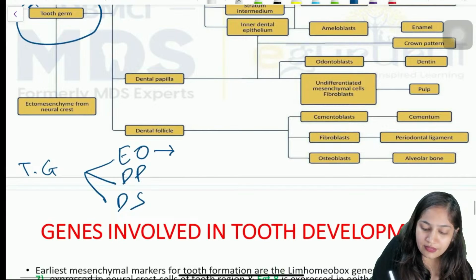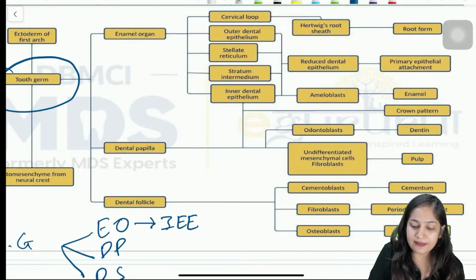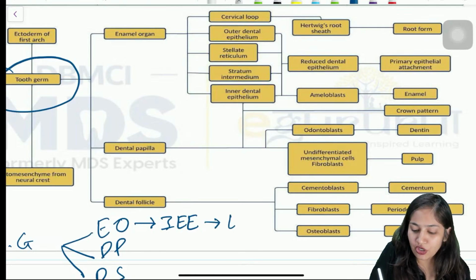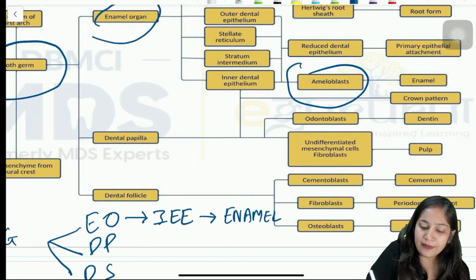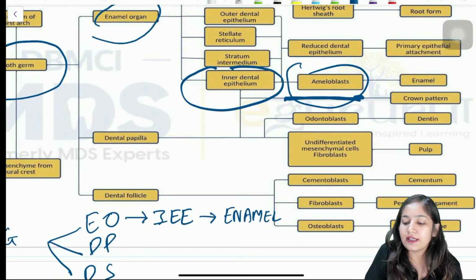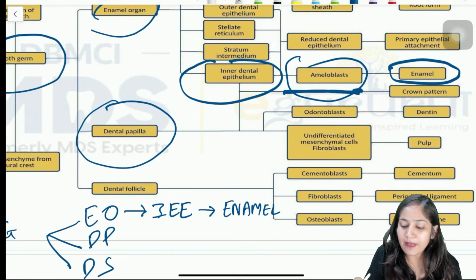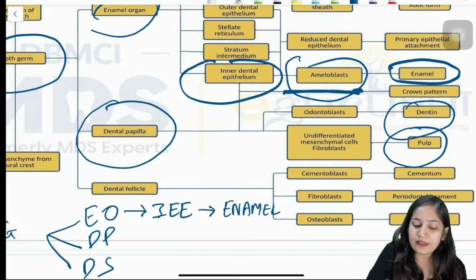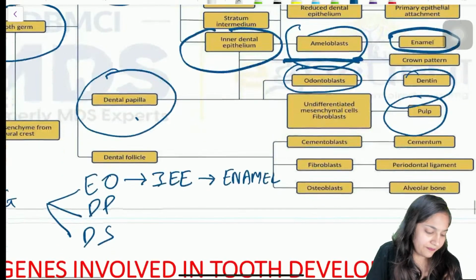Enamel organ contains what that leads to the formation of enamel? Inner enamel epithelial cells. These enamel epithelial cells will differentiate into which cells? Ameloblast cells. So here you can see enamel organ is having inner enamel epithelial cells, which will differentiate into ameloblast cells, leading to the formation of enamel. Coming to dental papilla, dental papilla will form dentine and pulp. Dental papilla will differentiate into odontoblast cells that will form dentine.